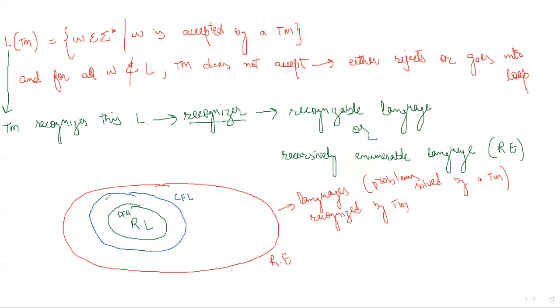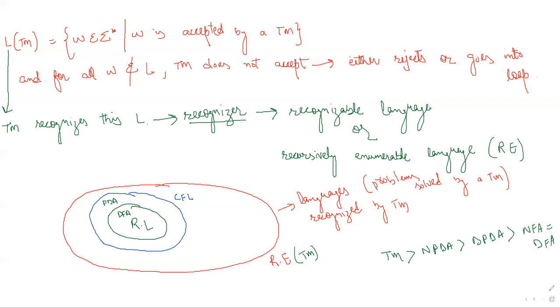Okay. So this is for DFAs, this is for PDAs, pushdown automata, and this is for Turing machines. The power of a Turing machine is greater than the power of non-deterministic pushdown automata, which is greater than deterministic pushdown automata, which is greater than NFA. So the Turing machine is the most powerful computational device, and the set of all languages that are recognized by a Turing machine are called recursively enumerable languages.